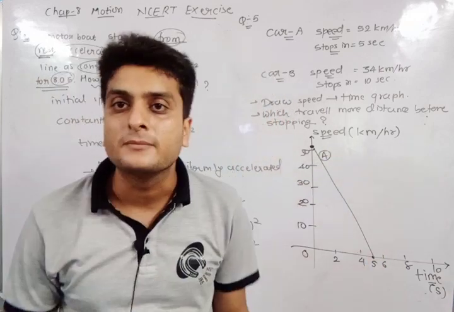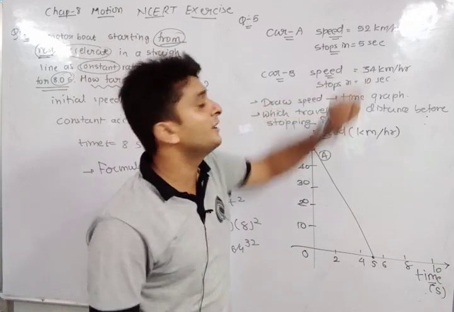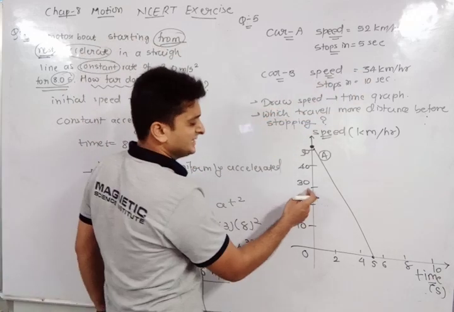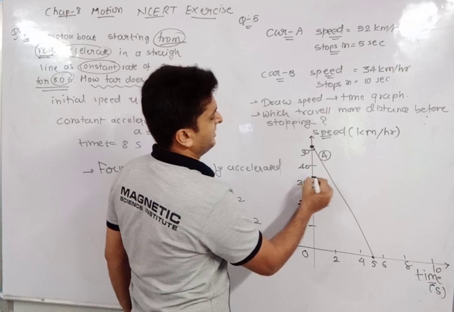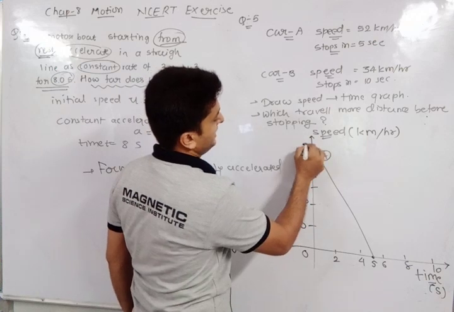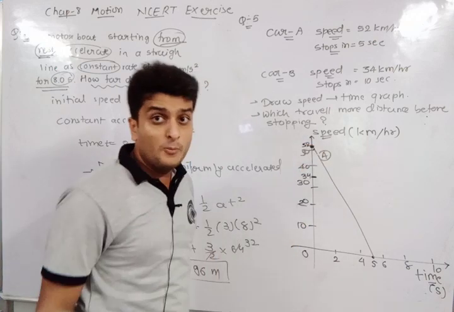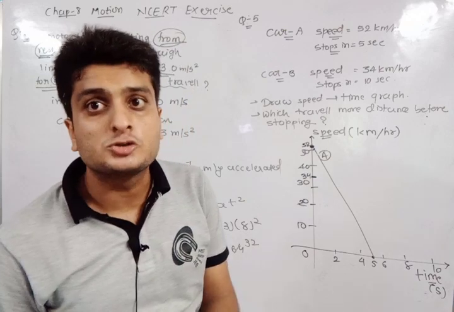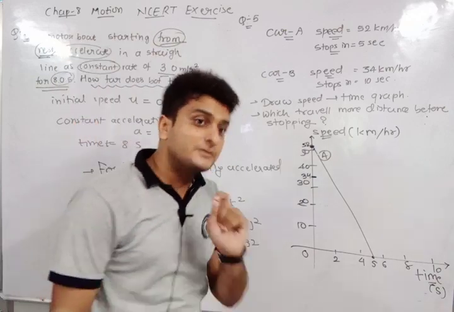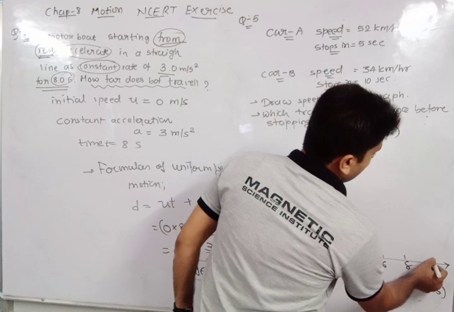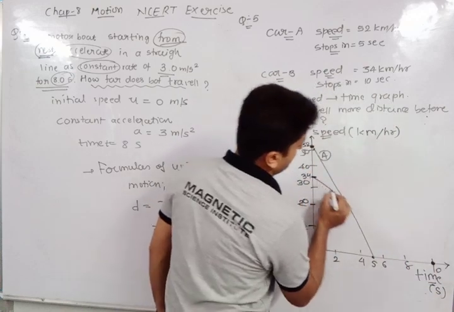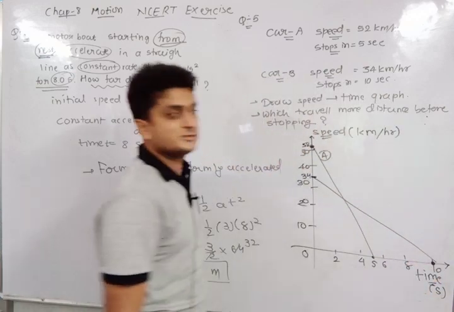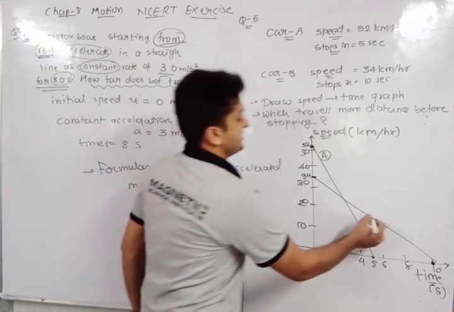What about car B? Car B had the initial speed of 34. Where is 34? It is 30, it is 40, 34 is somewhat here. This is 52, right? And how much time does it take? It takes 10 seconds to stop. So at 10 seconds it will stop, and at 10 seconds the speed will reduce to 0 like this. So this is the graph of car B.